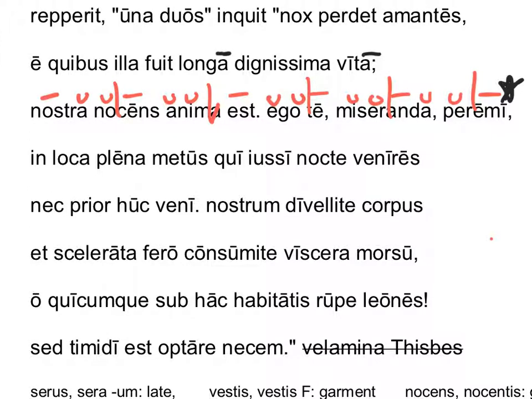Okay, so the general consensus is that we have all dactyls. Nostra nocens animast ego te miseranda per emi. And this is a really good example of how the poet would use meter to emphasize what's going on in the poem. The fact that it's all dactyls is notable. And this elision in anima est, notice you take off the second A in the word anima, it goes away and it's elided into the est.